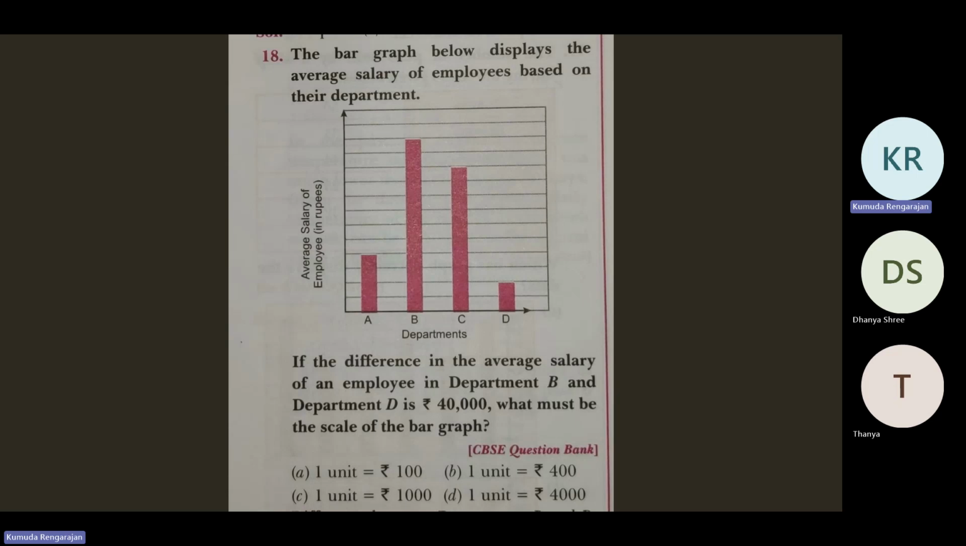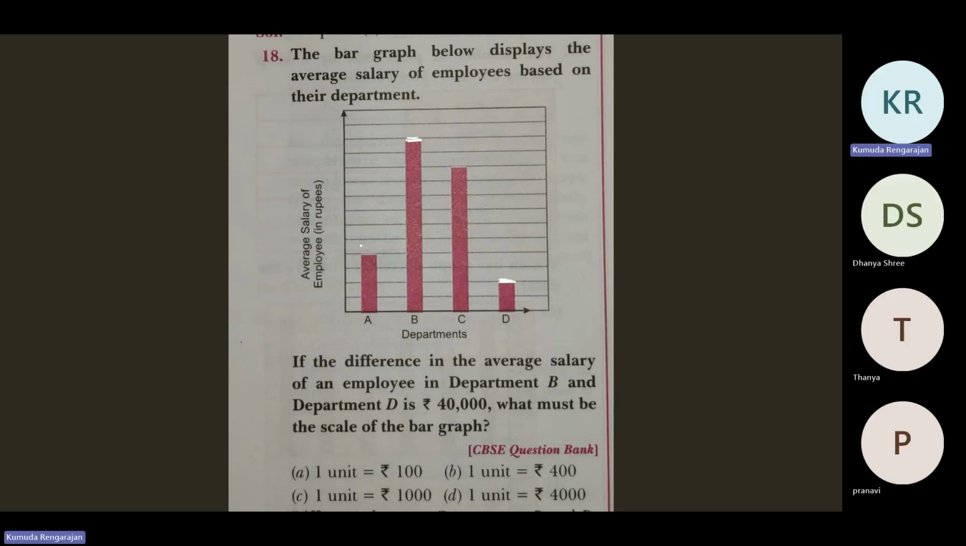If the difference in the average salary of an employee in Department B and Department D is 40,000, if the difference between this height and this height, if the difference in the salary is 40,000, then what should be the scale of the bar graph? So how many divisions are there? See here. How many divisions are there? Like you have to count.